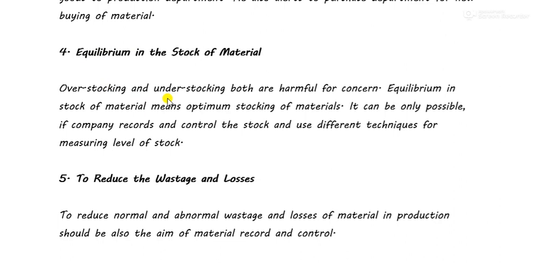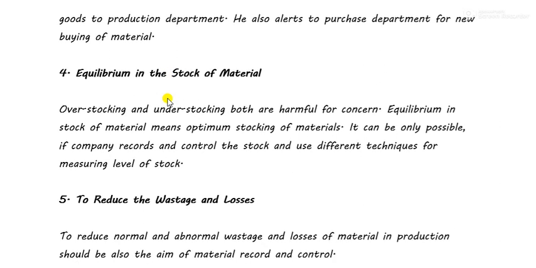Because if suddenly a customer demands more than 400 goods, then the company will not be able to give prompt, meaning quick, delivery to the customer. So therefore it is also important that you keep a good amount of material, which is determined with the help of costing of materials. And last is to reduce wastage and losses, so that you keep track of the material, how much is lost normally and abnormally.